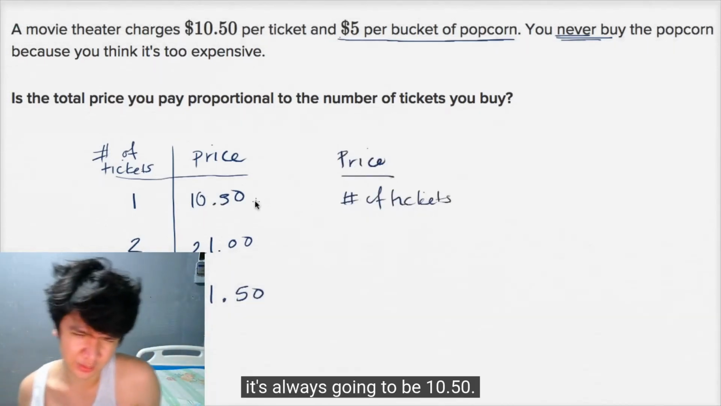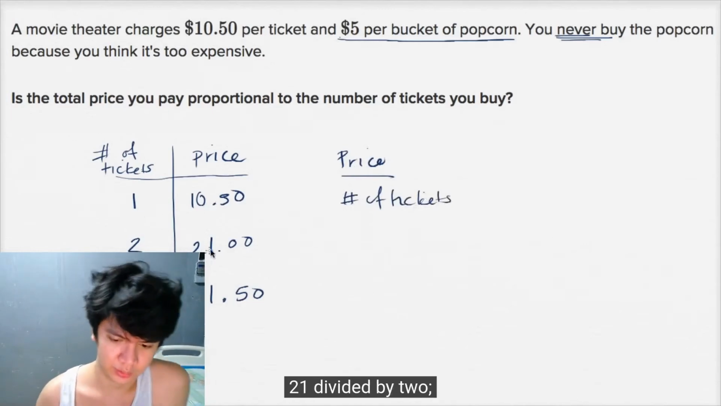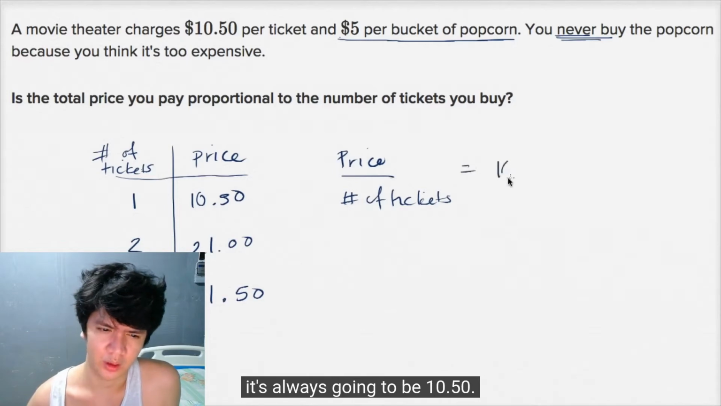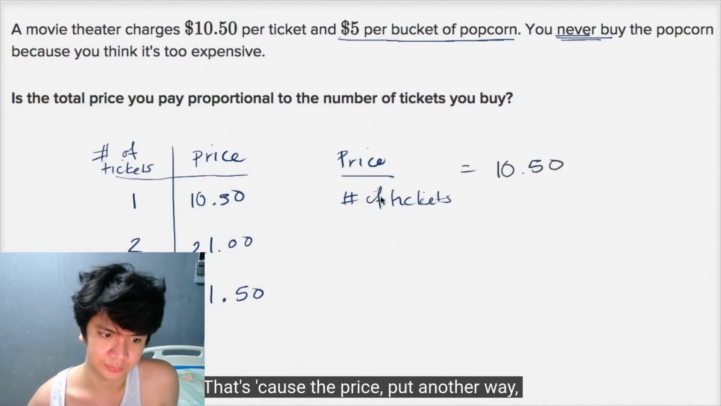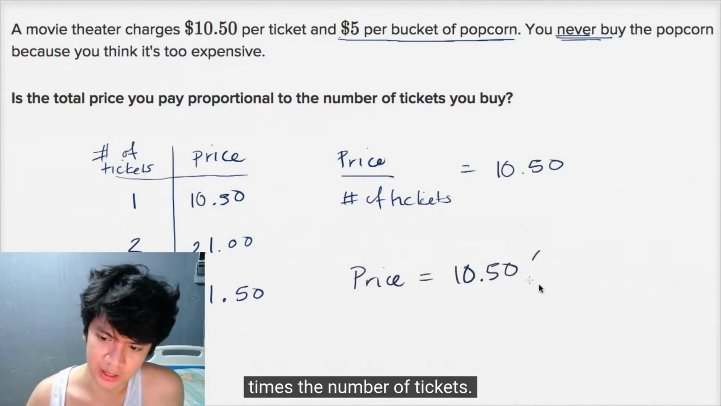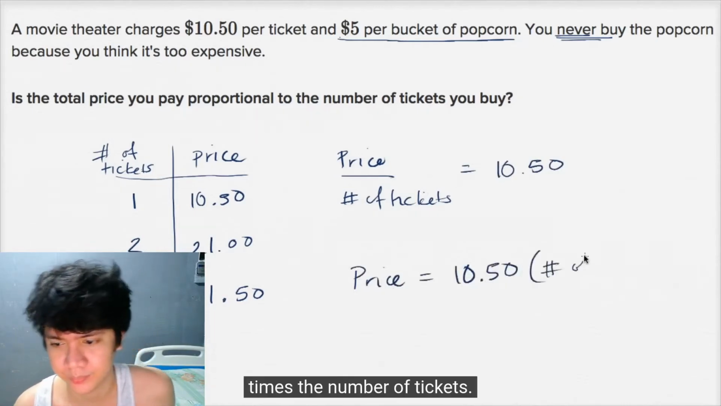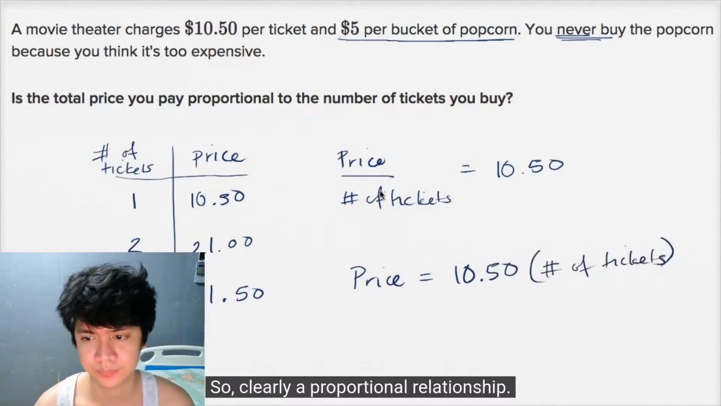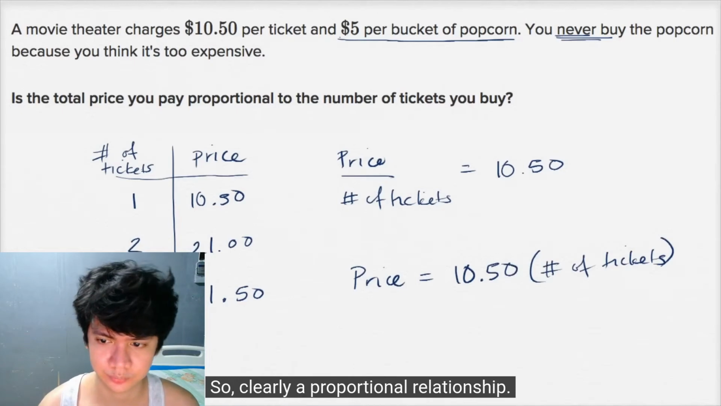It's always going to be 10.50. 10.50 divided by 1, 21 divided by 2, 31.50 divided by 3. It's always going to be 10.50. Well, that's because the price is just going to be 10.50 each times the number of tickets. So clearly a proportional relationship.